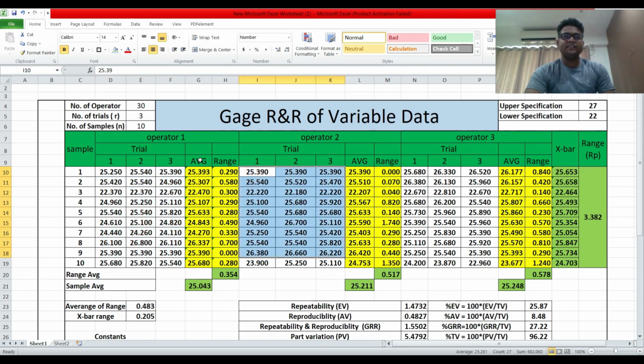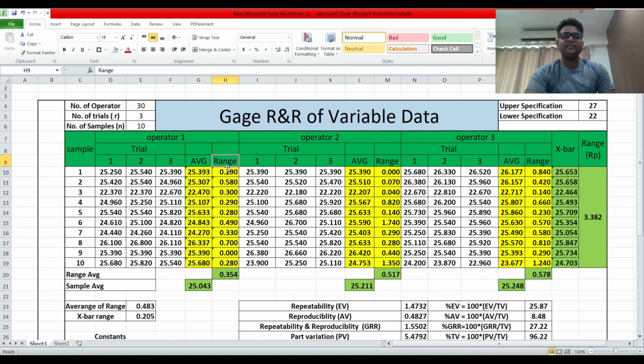In the first case you have to find the average of the first sample over 3 trials. Here you will see the first trial of the first operator is 25.250, the second is 25.540 and the third trial value is 25.390. So the average of the first sample is 25.393. Like this you have to do for all the samples for each operator.